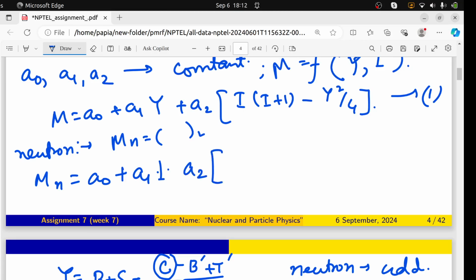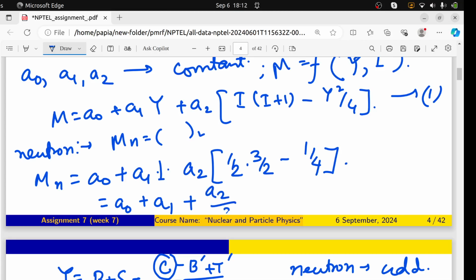Then a2 into I into I plus 1. So obviously neutron and proton are two members in that family, so I will be half. Half plus 1 means 3 by 2, minus y squared, which is 1, so that means 3 by 4 minus 1 by 4. Right? So it will be a0 plus a1 plus a2 into 1 by 2, so a2 by 2. So mn is this one. Let me write here equation number 2. So mn has the expression a0 plus a1 plus a2 by 2.